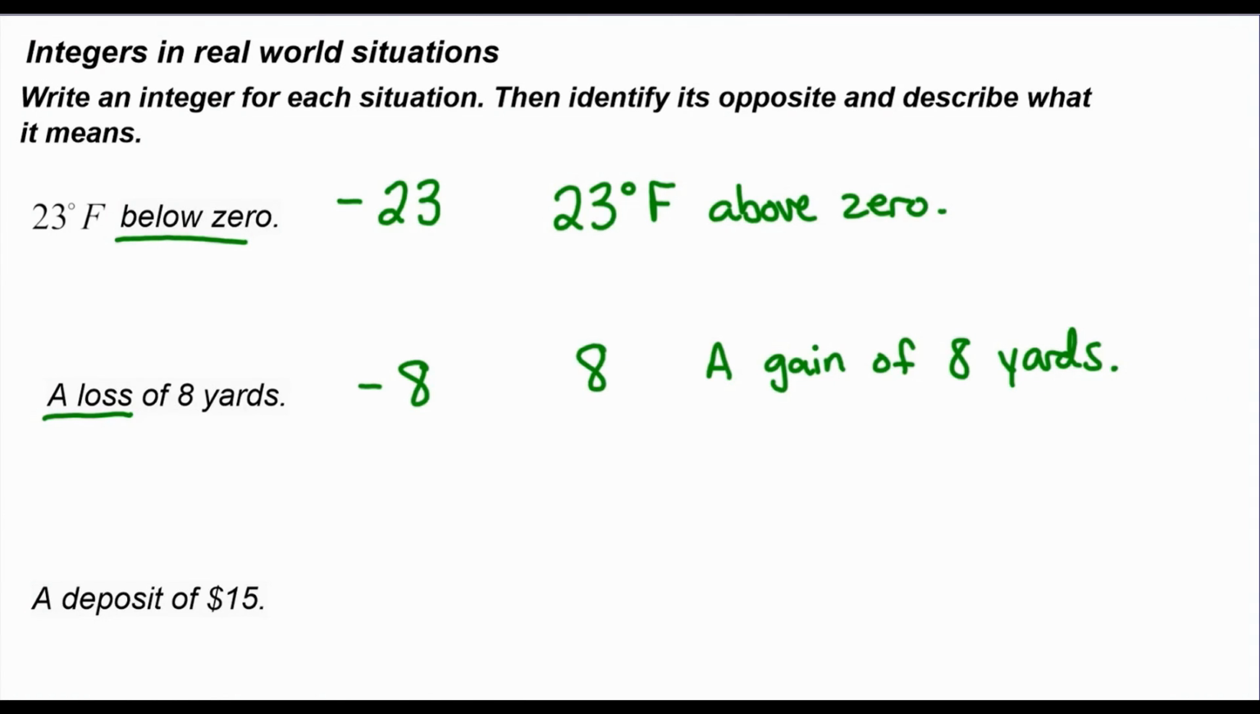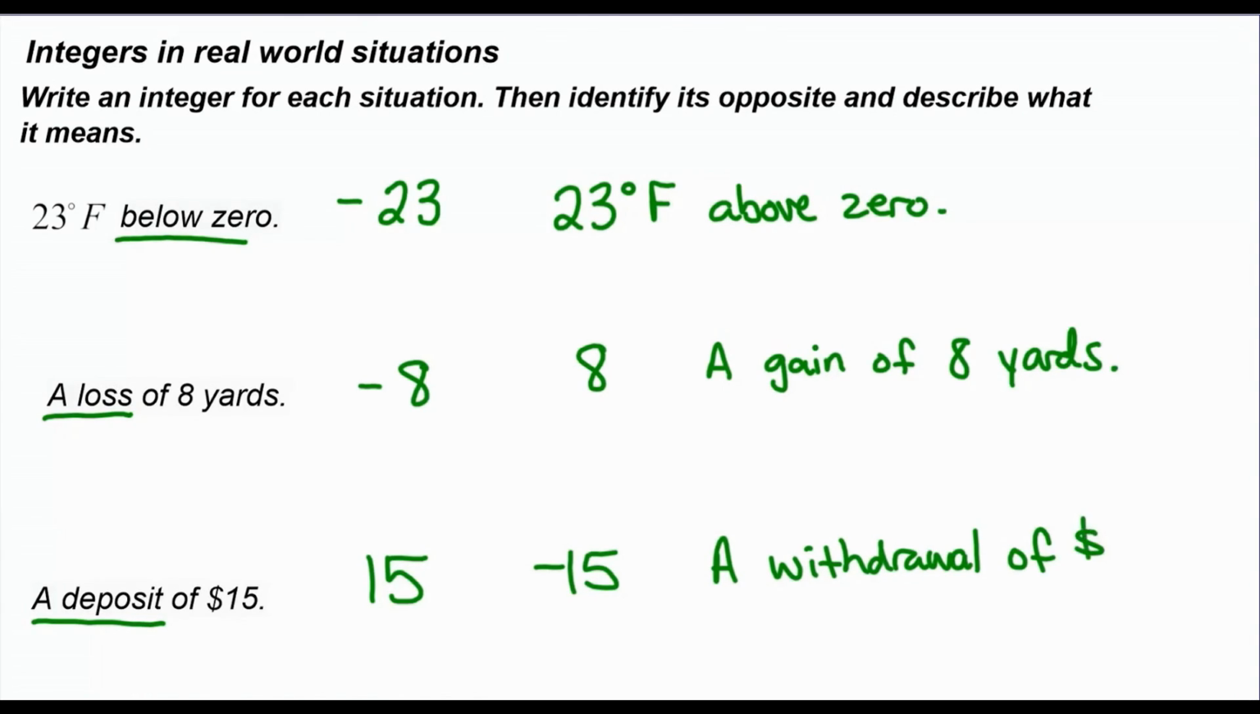And then we have a deposit of $15. Now a deposit, that means you put money in the bank. So that means you gained $15. So the integer to represent that would be a +15. Now the opposite of that would be -15. So that would be like taking $15 away from your bank account or spending $15. So we call that a withdrawal of $15. So the opposite of a deposit of $15 would be a withdrawal of $15.